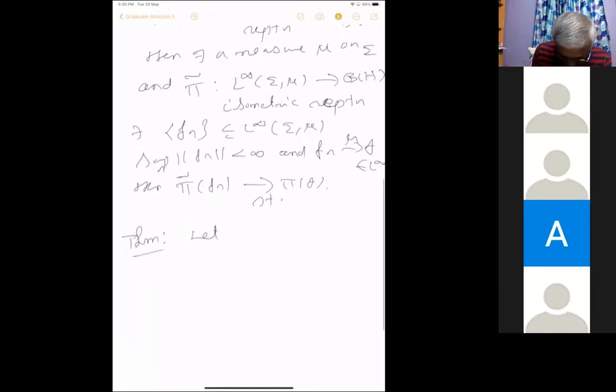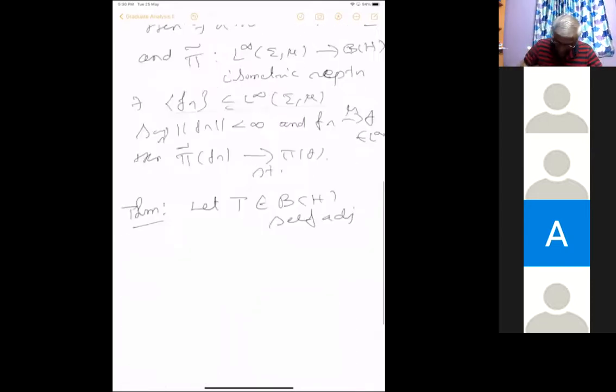So let T, maybe I take T, because there will be small x coming. T in B of H, self-adjoint. This is for self-adjoint operators. For normal operators, we have to work a bit; we have to do something more. So this is for self-adjoint operators. Then sigma of T equals sigma contained in the real line. Since it is self-adjoint, the spectrum is contained in the real line, which we have proved.